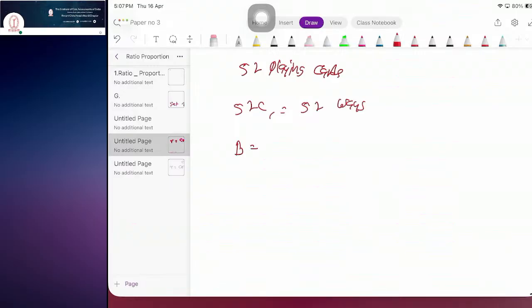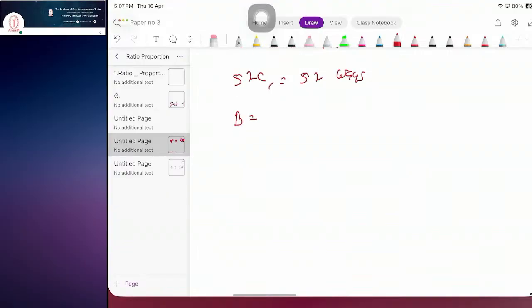And what is the event that you are given? A card drawn is a court card.